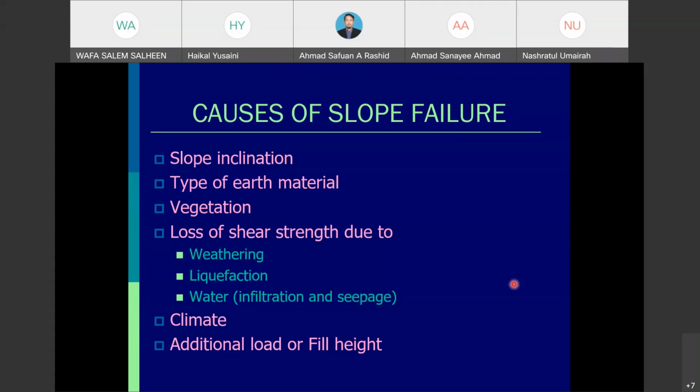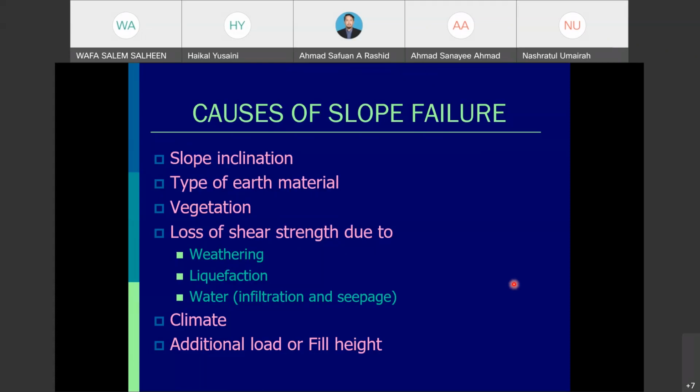So we have six main causes of slope failure. The first one is the slope inclination, which I have mentioned several times. To ensure the stability of the slope, the slope angle should be less than the internal friction angle of the soil. The type of earth material also contributes to slope failure.